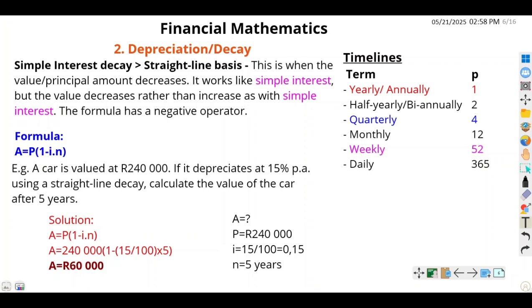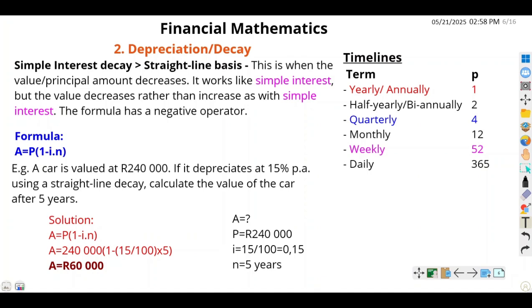If you see on a question they say calculate this depreciating on a straight line basis, then you know that is a simple interest decay. This is when the value or the principal amount decreases. It works like simple interest, but the value decreases rather than increases as with simple interest. The formula has a negative operator.